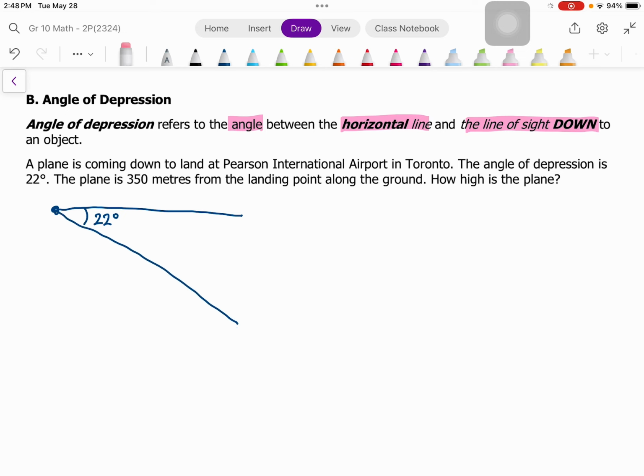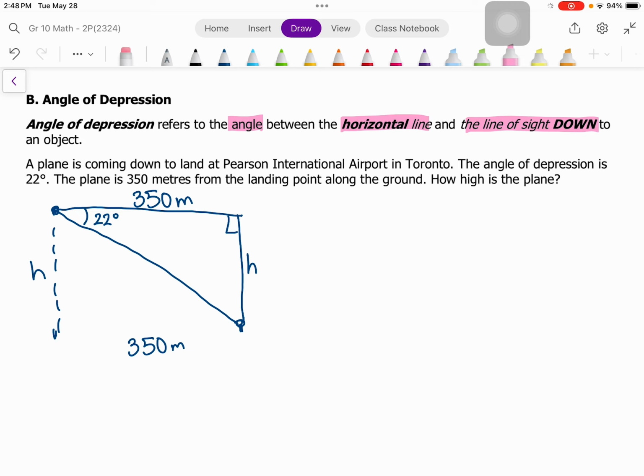I'll just change that a little bit. So then this is going to make a 90-degree angle over here. So we know that the horizontal distance from here to here was 350 meters, so that is this part of our triangle. And we want to know how high the plane is. Now the plane is over here, so the height is over there, but that is the same as this part of our triangle. So that is what we are trying to solve.